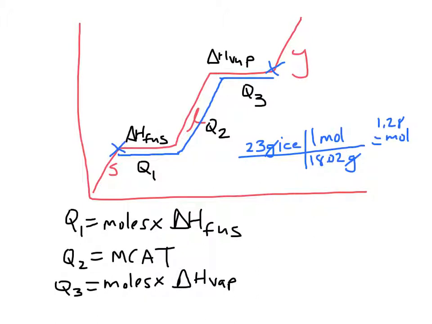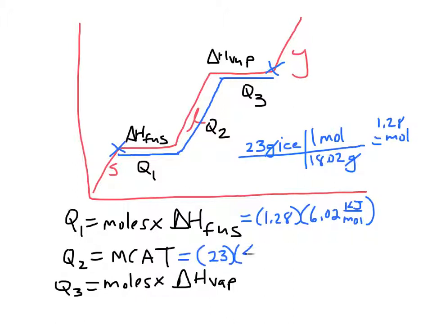So let's go ahead and put in our information for all of these different Q's then. For Q1, we have 1.28 moles times the heat of fusion of water, which is 6.02 kilojoules per mole. And then for MCAT, here we're going to use the mass of water times the specific heat of water times the change in temperature. And you can see in Q2 we went from 0 degrees to 100, which means our change in temperature is 100 degrees. And now for Q3, we're going to have moles again, 1.28 moles times the heat of vaporization of water, which is 43.6 kilojoules per mole.